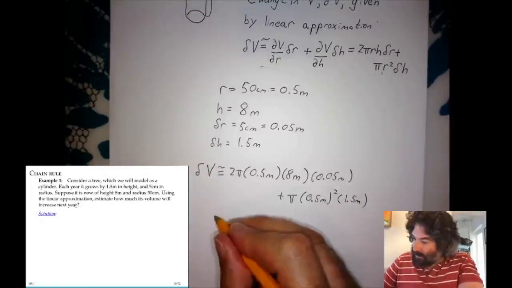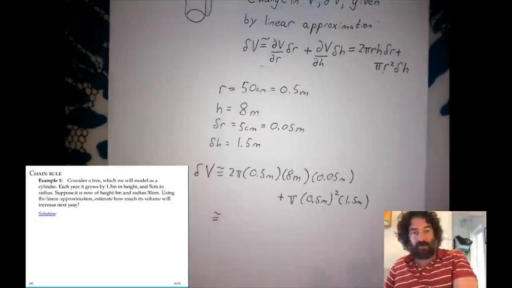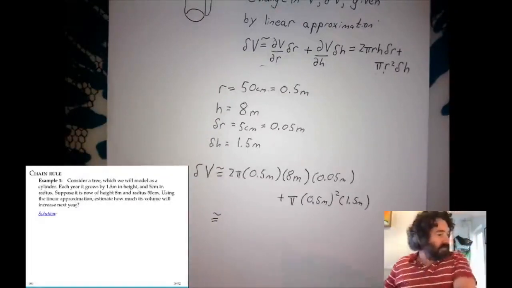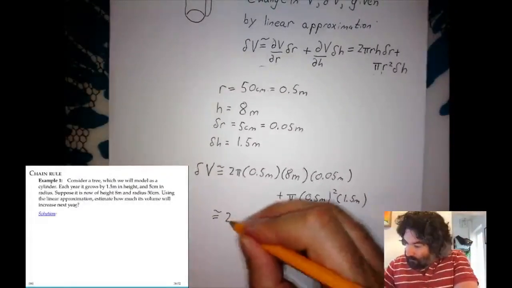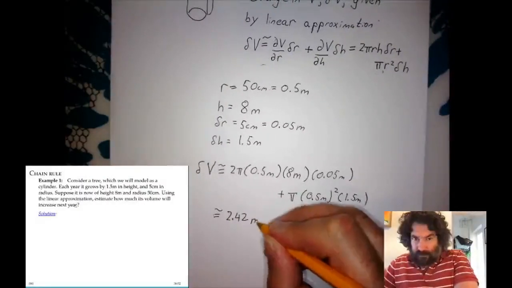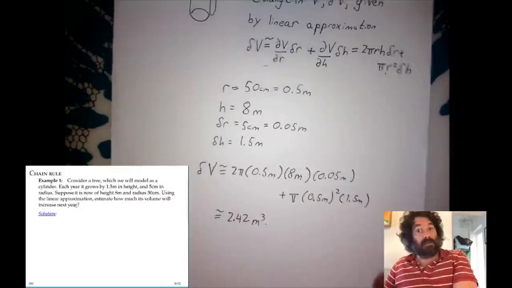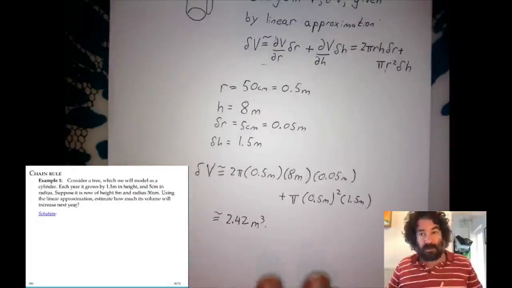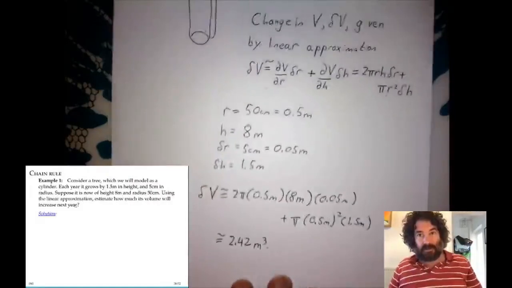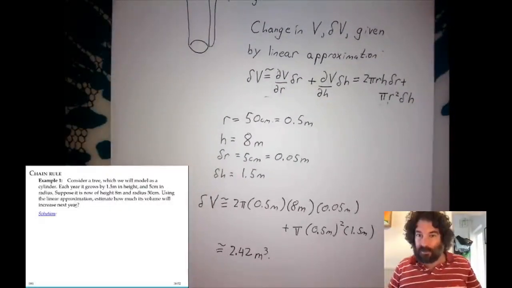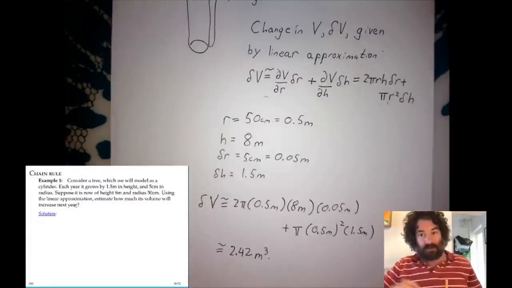Okay, and so now you would put this in the calculator, and I have done that. So you'll get that this is approximately 2.42 cubic meters. So this is the approximation, in the linear approximation, for the change in the volume. This example is a bit silly, of course, because you can calculate the exact volume after it's changed this amount, but it's to demonstrate this linear approximation.